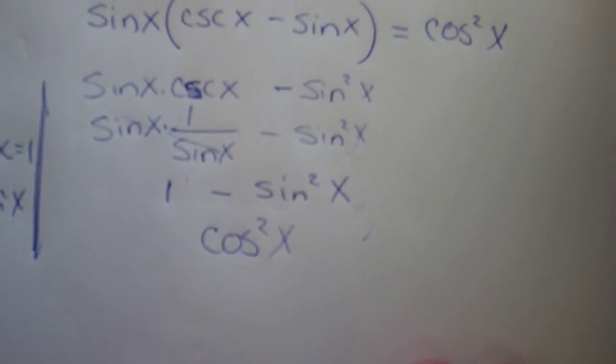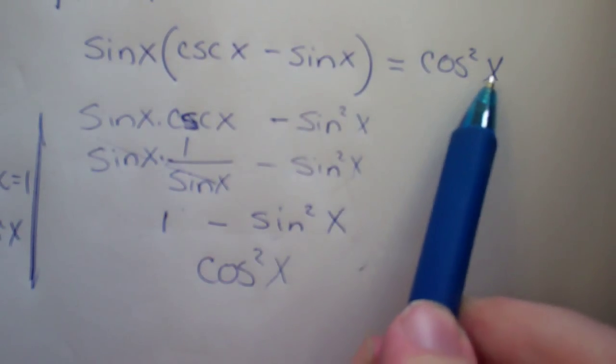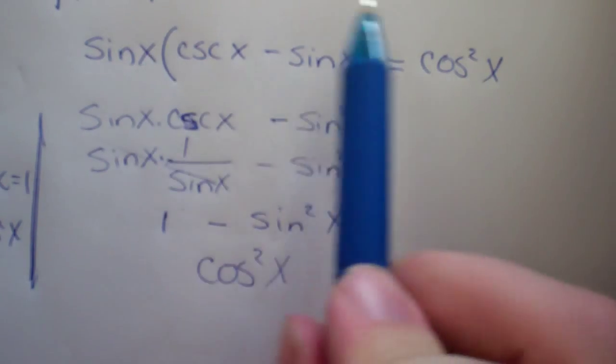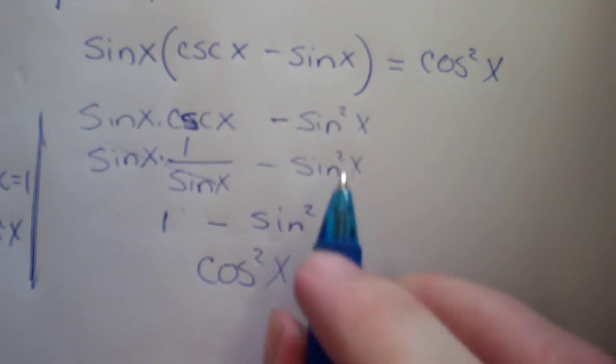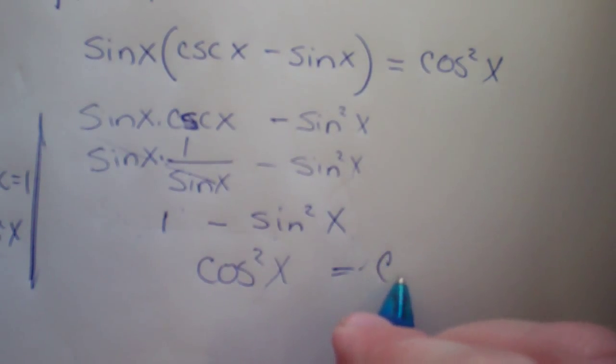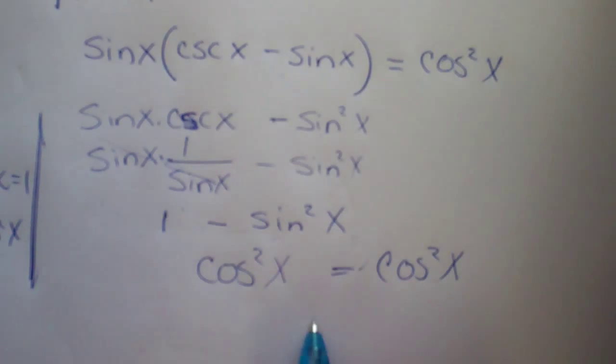And that is exactly what we were hoping to show that the left-hand side was the same as. So now we have that the cosine squared x is equal to the cosine squared x. And there we have proven it.